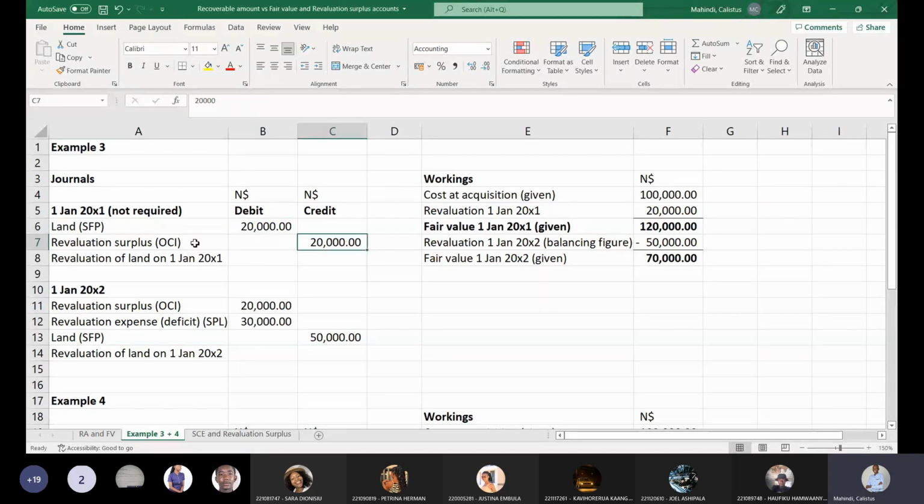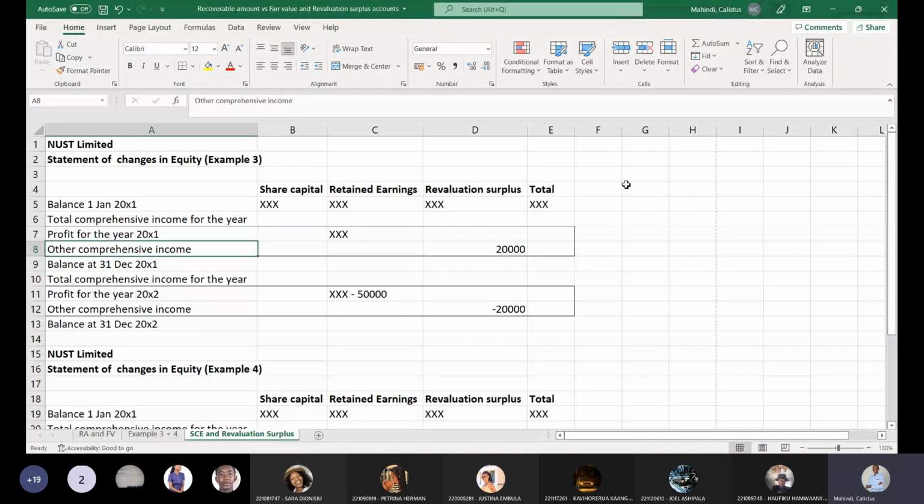So other comprehensive income in 20X1 would have the 20,000. That came from the revaluation surplus. It's not included in profit for the year. It's included as other comprehensive income, and it stays there. Now in 20X2, what happened?